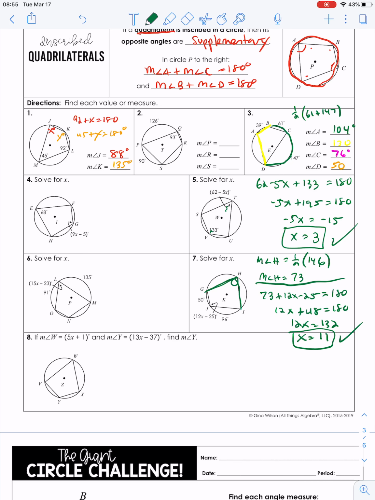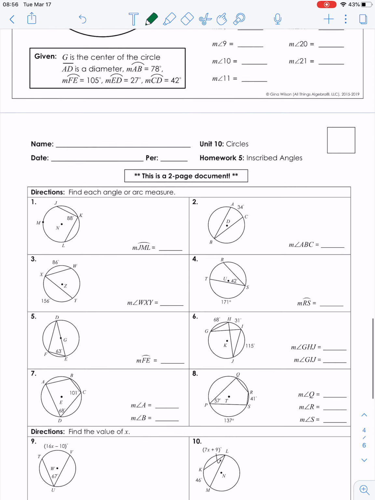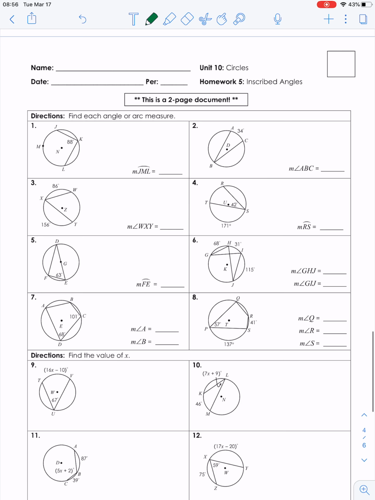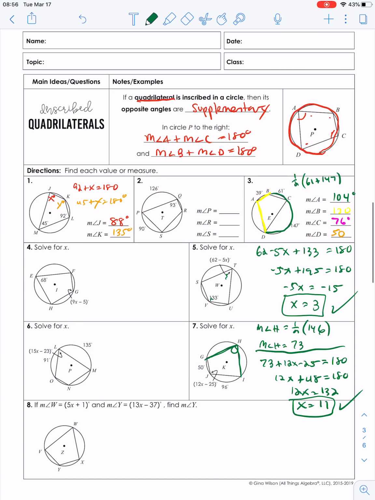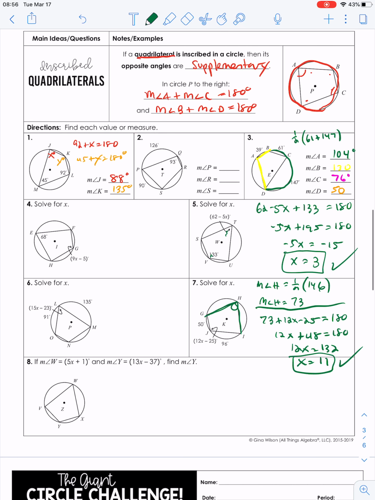So I want you guys to work on the giant circle challenge and 10-5 homework, all of them. That will be due Thursday before class. And we are going to be having a quiz on Thursday as well. So that's it.